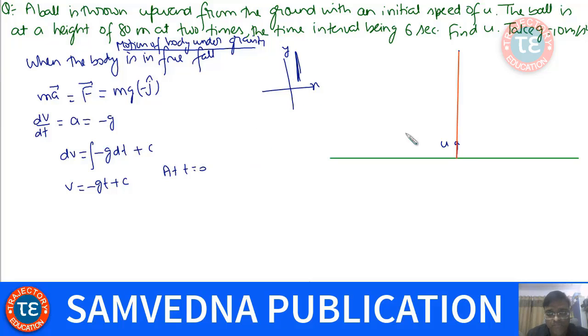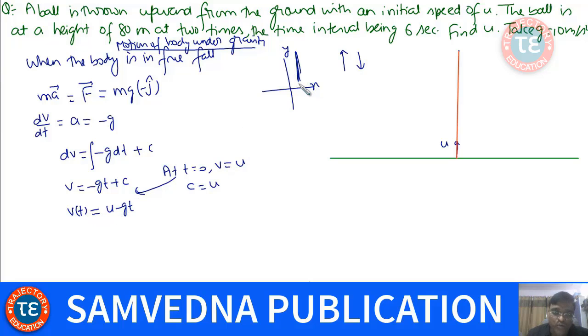Suppose at t equal to 0, you are throwing the body with certain velocity u. If v is u, then if you put it over here, you get the value of c. C is u. So your equation, velocity as a function of time, is u minus gt. Till this v of t is positive, that means the body is moving in upward direction. If the velocity is in upward direction, you call it positive. If it is in downward direction, you call it negative.